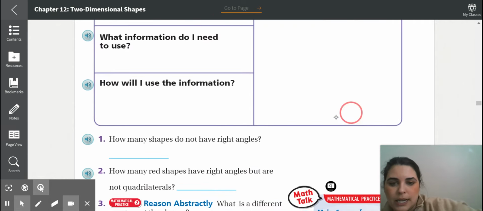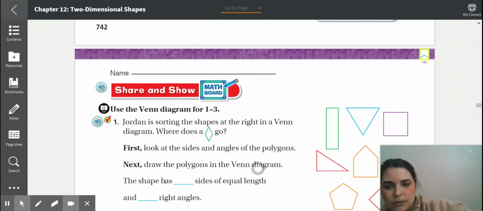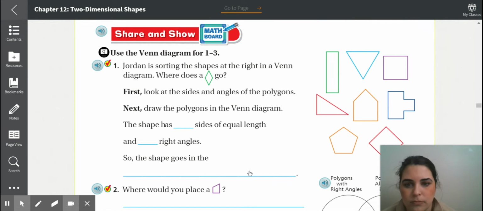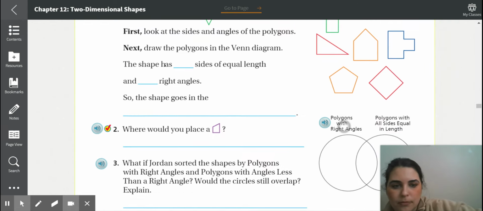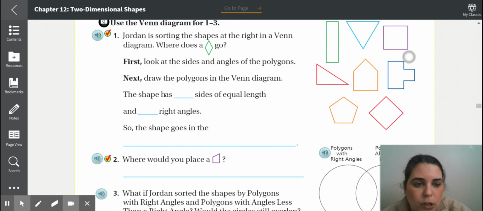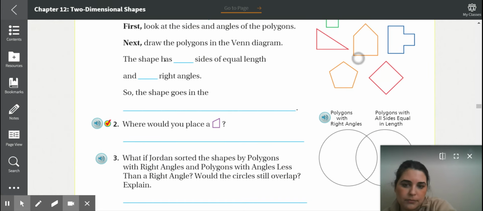We're going to skip the rest of this page. Now what we're going to do is we're going to take these shapes and we're going to decide where they go in this Venn diagram here.